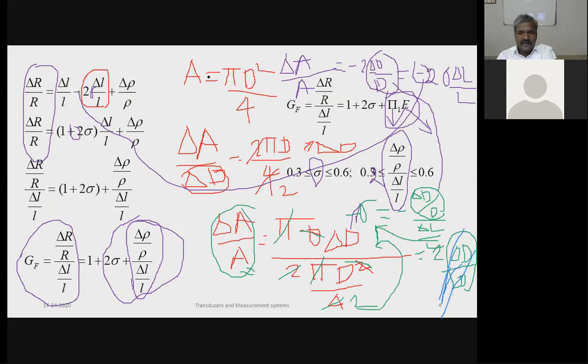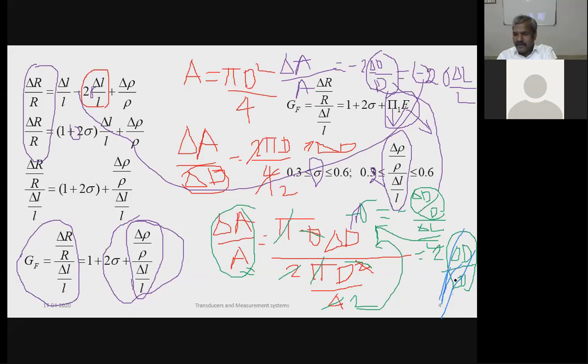What is A? A is nothing but the area of the cross section of the wire, so pi d square by 4. If you differentiate this, delta A by delta d equals pi d by 2. Now divide this expression on both sides by A. We get delta A by A equal to 2 times delta d by d.